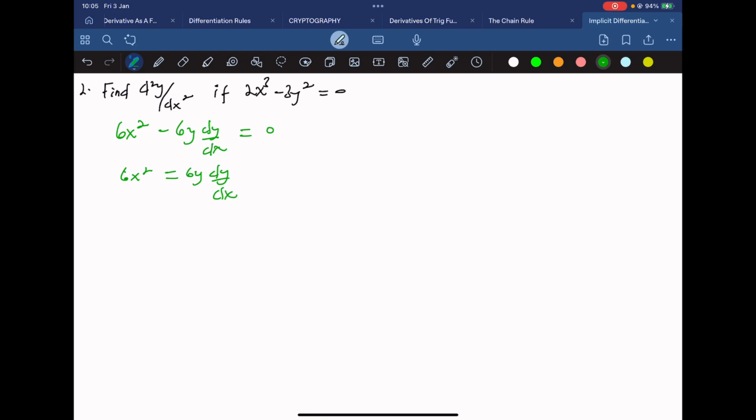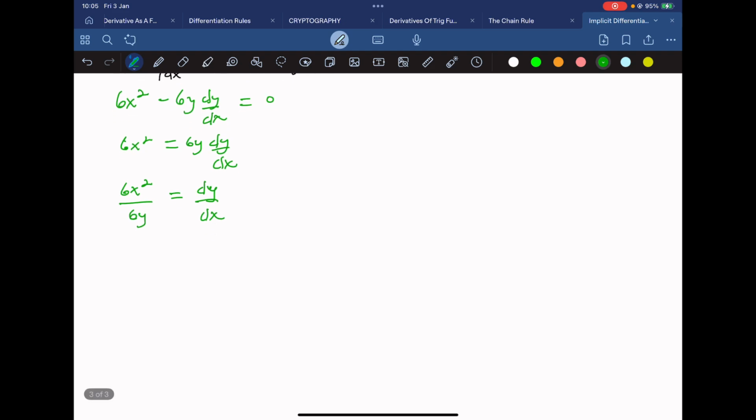So to find dy/dx, basically we have to divide both sides by 6y. So we have 6x squared over 6y equal to dy/dx. And if we do so, 6 cancels 6. So we are just going to have dy/dx is equal to x squared over y. So this is the first derivative. Note, we want the second derivative.